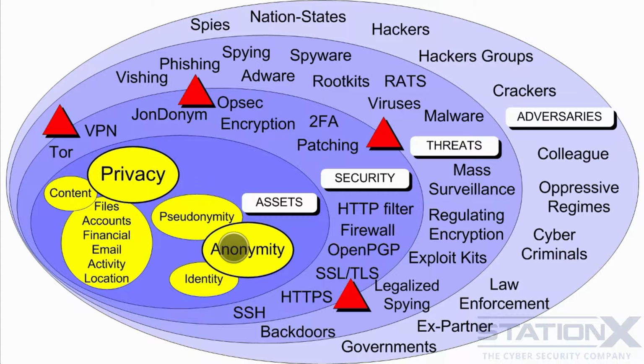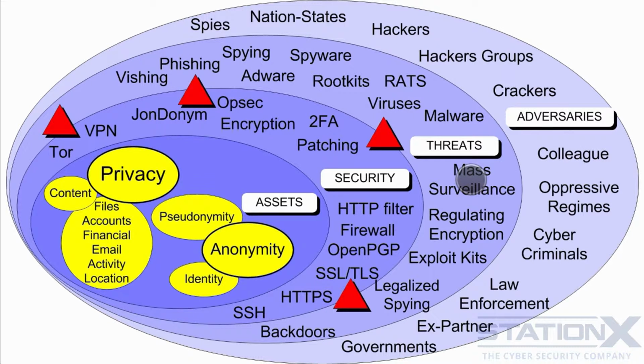And to protect these assets, we apply security through various security controls. Security controls are VPNs, encryption, OPSEC, patching, HTTP filters, OpenPGP, locked screens, and the others that you can see here. So this means that security is the degree to which our assets are resistant to threats from our adversaries. And we select security controls based on the type of threats and adversaries that we face.